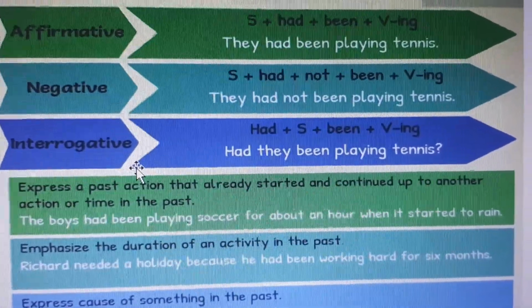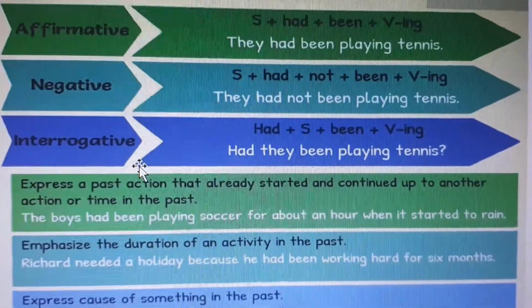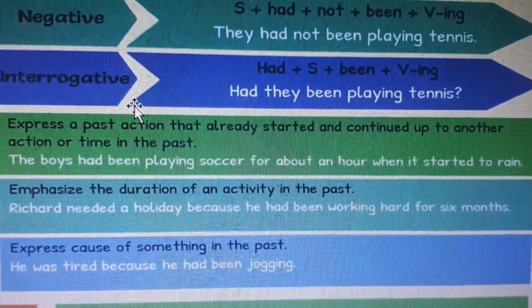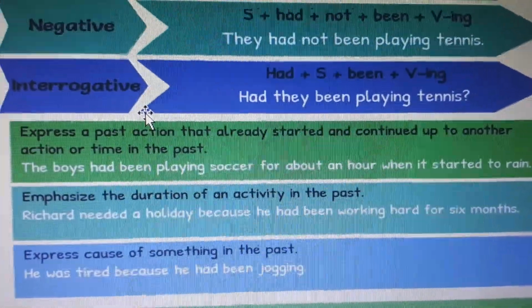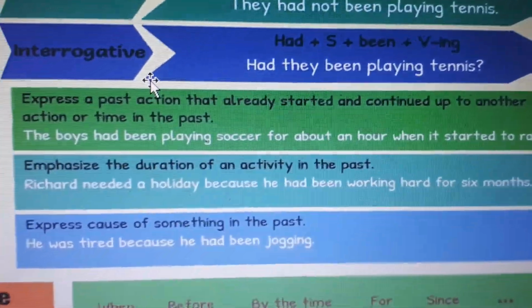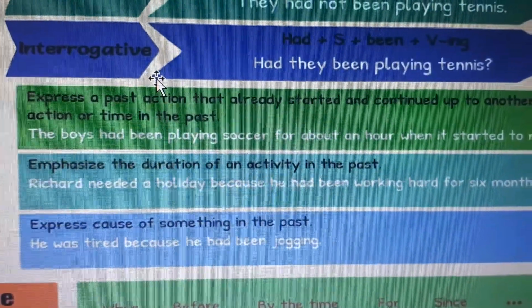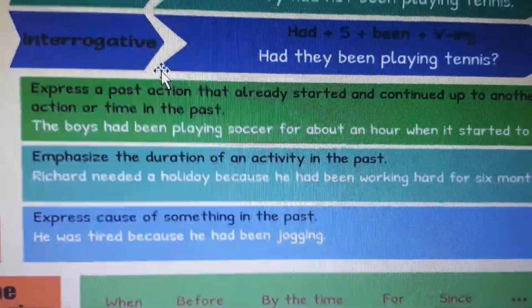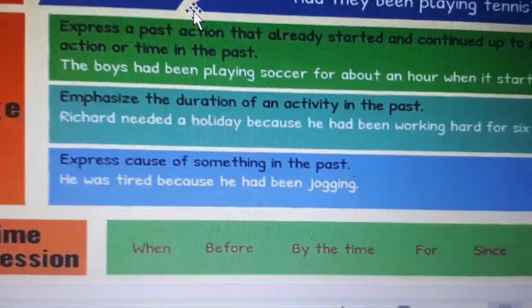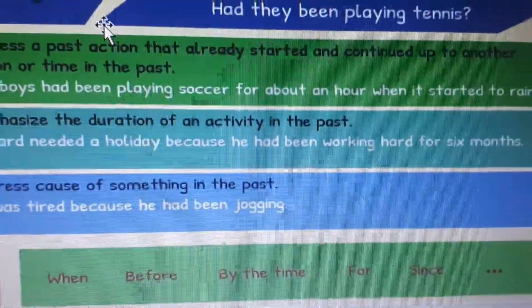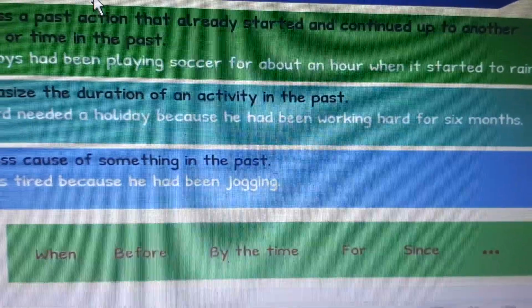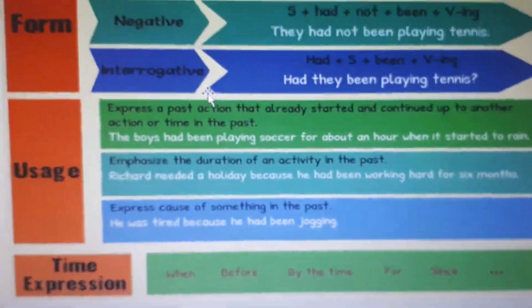The boys had been playing soccer for about an hour when it started to rain. Or to emphasize the duration of an activity in the past. Richard needed a holiday because he had been working hard for 6 months. Or to express cause for something in the past. He was tired because he had been jogging. And with a time expression, we can use when as a connector, or before, or by the time, for, or since.